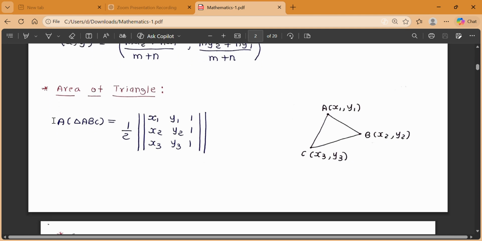Area of triangle ABC equals the modulus of the determinant of the matrix divided by 2, where A equals (x1, y1), B equals (x2, y2), and C equals (x3, y3).